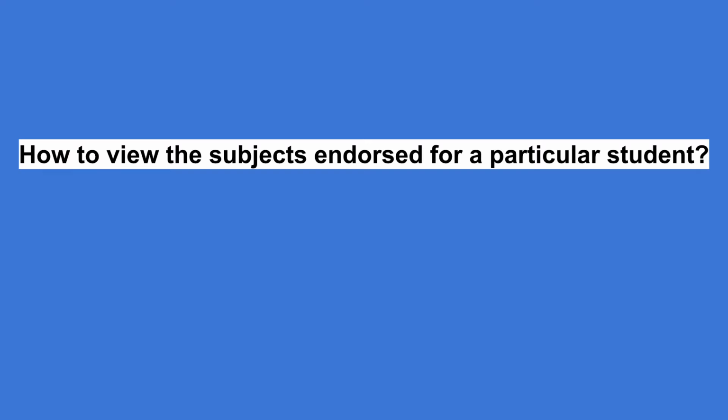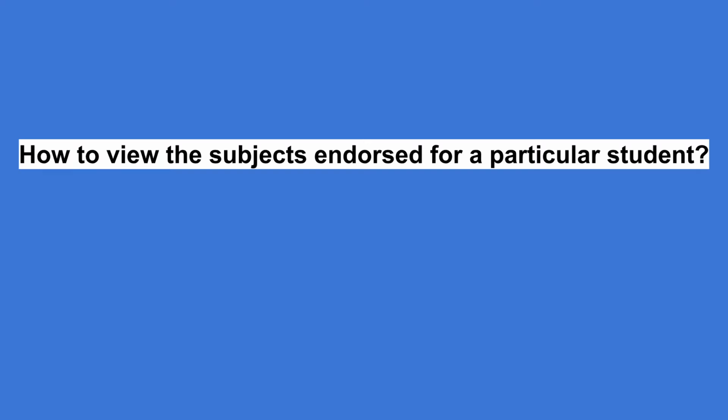Now let's see how to view the subject endorsed for a particular student. Now we have seen the adding process and the editing process. After adding, if any changes need to be made, if suppose the subjects endorsed for a particular student need to be removed or need to add more subjects, we can do it by editing the subject endorsement. For adding also we have seen these two processes. Now let's see how to view the subject endorsed for a particular student.